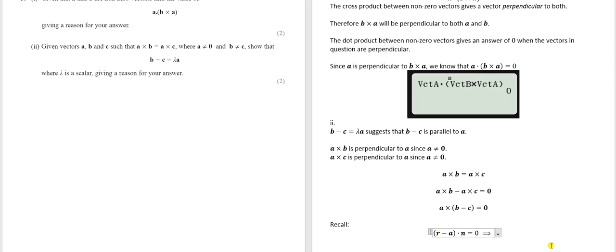But this can be rewritten. We can pull apart the vectors to get r dot n minus a dot n equals 0. And this is often done if we're trying to reduce our plane equation to something a bit more fundamental, especially if we want to rewrite it in Cartesian form.